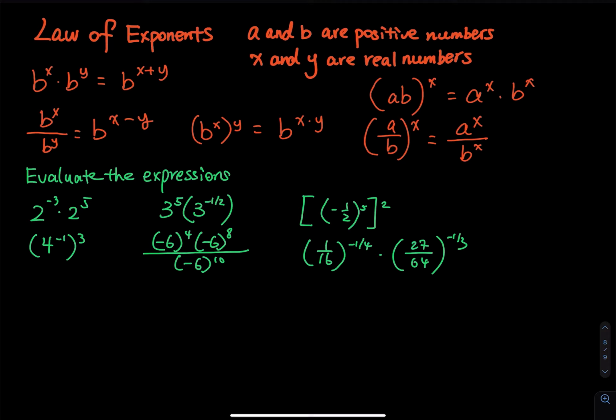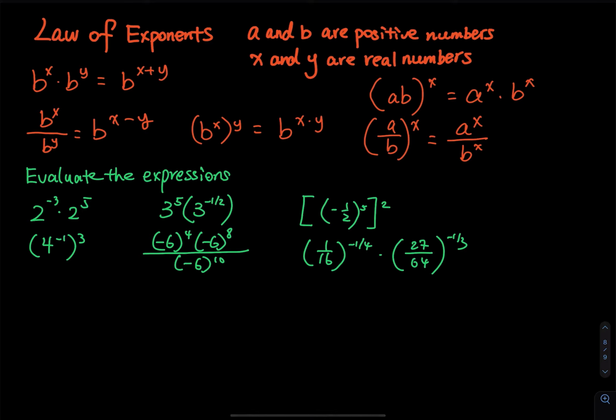Law of exponents. Let a and b be positive numbers and x and y be real numbers. So the first one is we have the same base, b to the x times b to the y. So they have the same base. The first exponent is x, the second exponent is y. Then overall that equals b raised to x plus y. So same base, you have two exponents, so all you have to do is add them. Remember, they must have the same base.